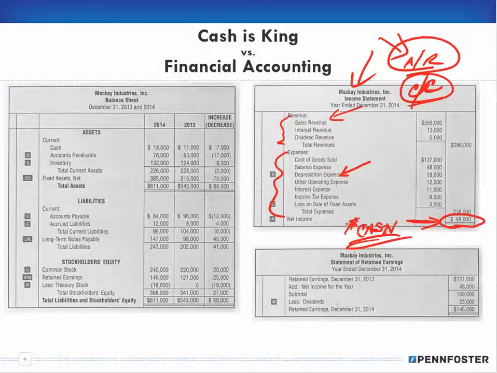Now, that's a simplistic thought process here, because I'm only talking about the income statement. You have to consider the balance sheet also, okay, and adjustments from the balance sheet that affect our cash position. All right, and that's what we're going to be doing throughout the rest of the videos here, and then of course the homework assignments.